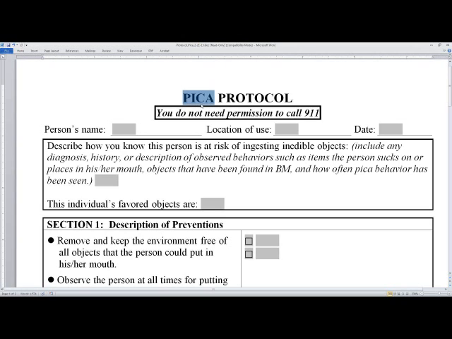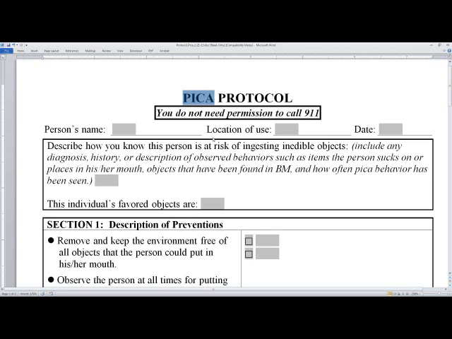Now, why might you want to change that? What we had in mind when we recommended that this be able to be changed by you, we were thinking about situations where a person might not have a formal diagnosis of Pica, or perhaps you want to use this protocol even for somebody who puts inedible objects in their mouth, even though they may not have a history of actually swallowing them. So you have the ability to name this in a way that will make sense to your staff.